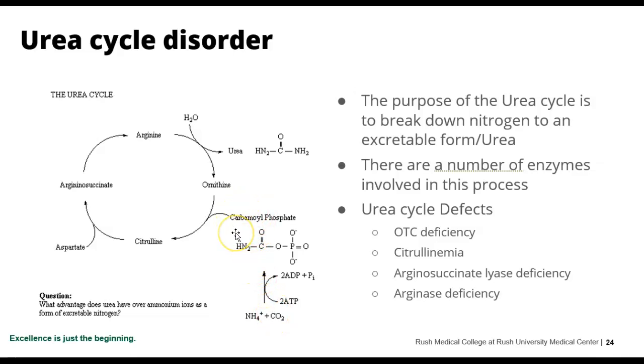Our ammonia we get from breaking down proteins, so we combine that with CO2, and that becomes carbamoyl phosphate. The carbamoyl phosphate attaches to ornithine with the enzyme ornithine transcarbamylase and goes to citrulline.